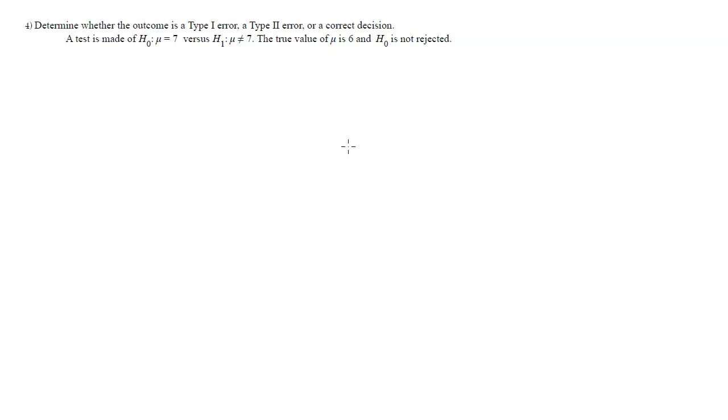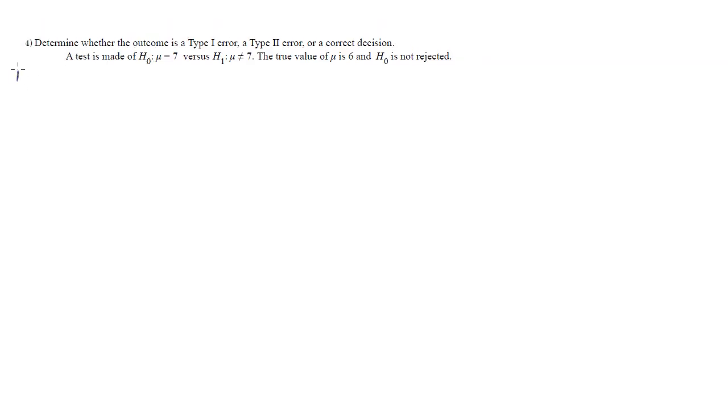Question 4: determine whether the outcome is a type 1 error, a type 2 error, or a correct decision. A test is made of the null hypothesis, H sub 0. So let me rewrite that. H sub 0: population mean equals 7. Alternative hypothesis: population mean does not equal 7. Cool. So the true value of the population mean is 6, and the null hypothesis is not rejected.